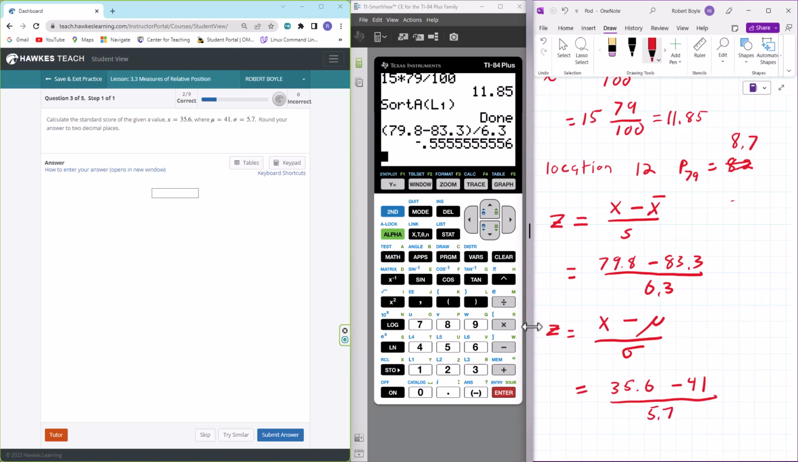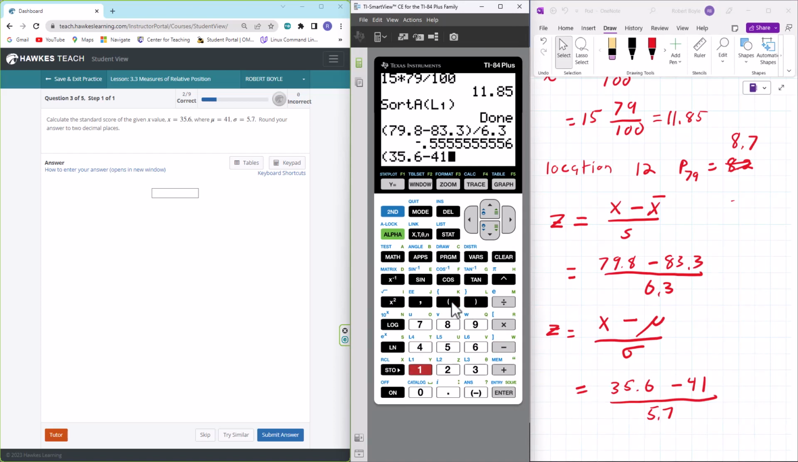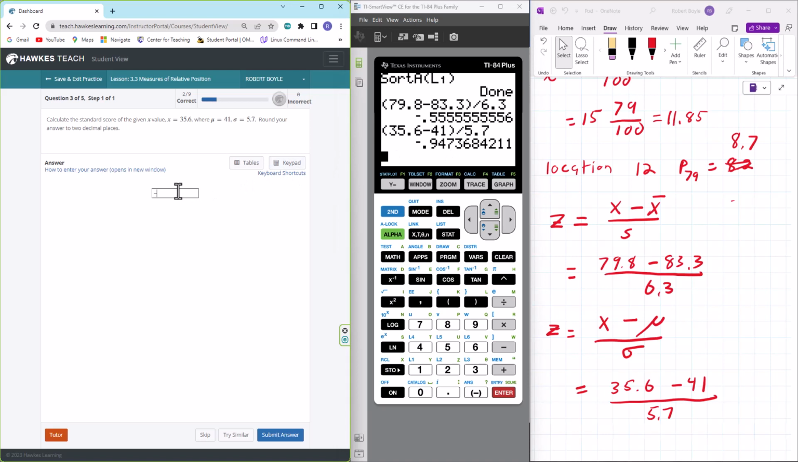And we can compute this the exact same way. Parenthesis 35.6 minus 41, close the parenthesis, divided by 5.7. And that gives me negative 0.9473. Okay, once again, we want to round it to 2 decimal places. So here's decimal place 1, decimal place 2, decimal place 3 is 5 or higher, so we need to round up. So that'll be negative 0.95.